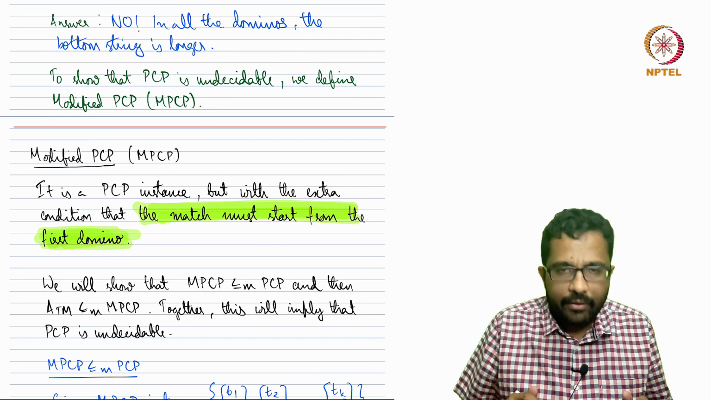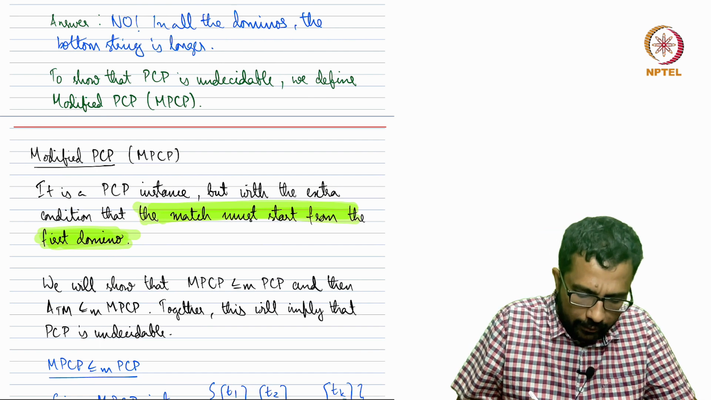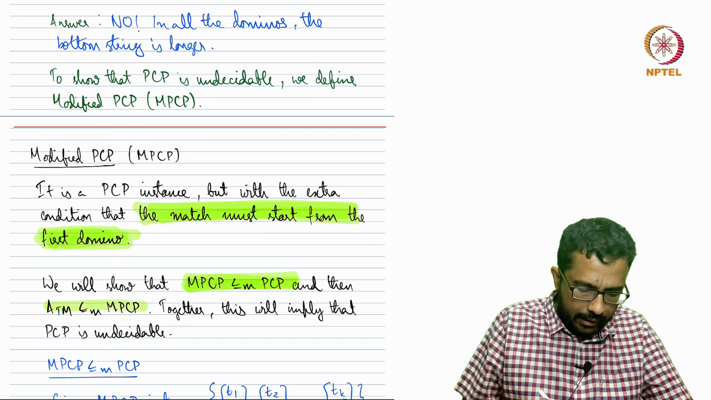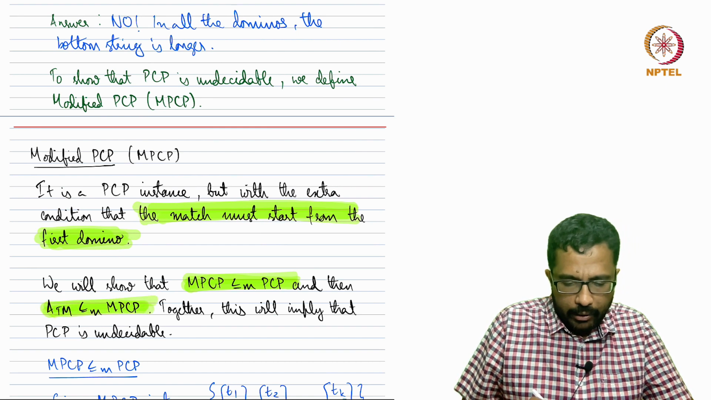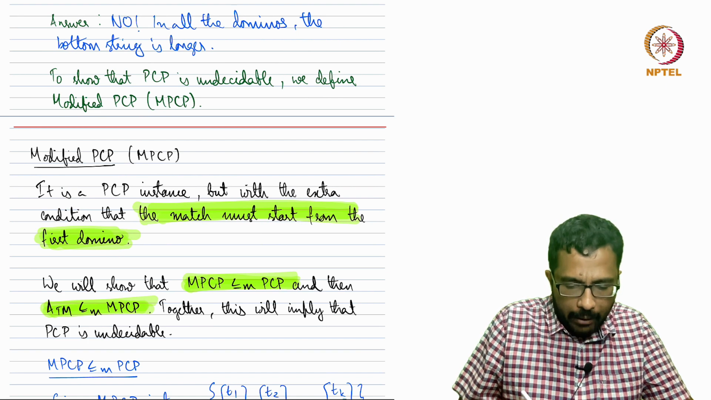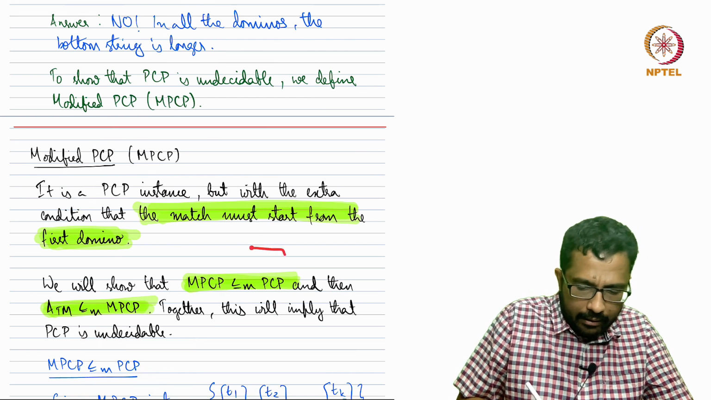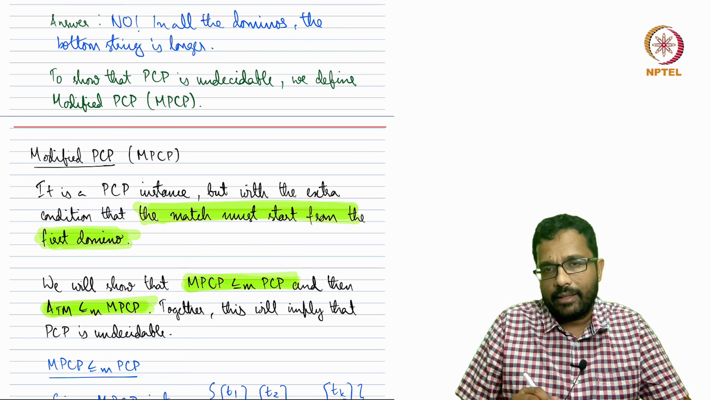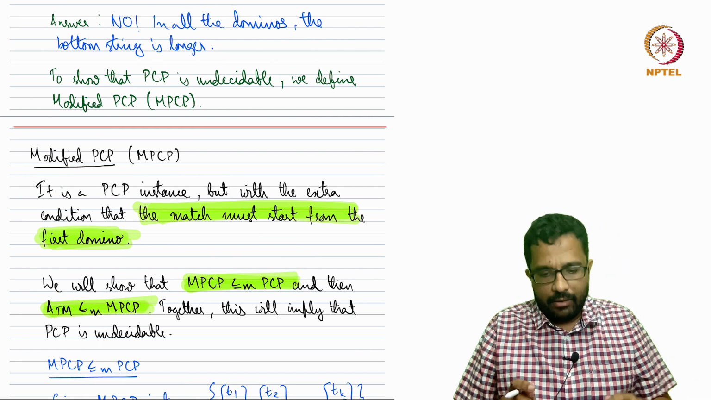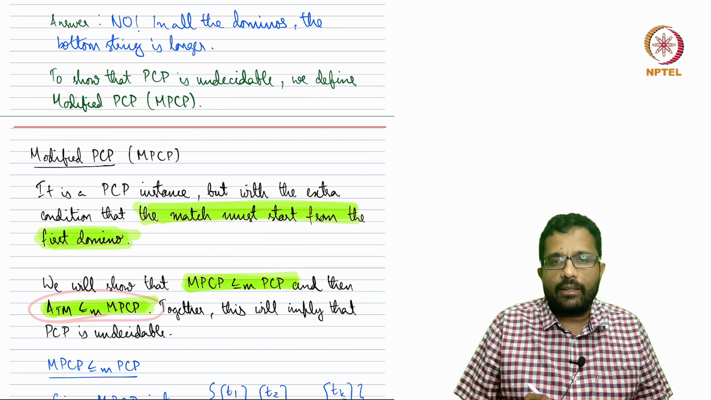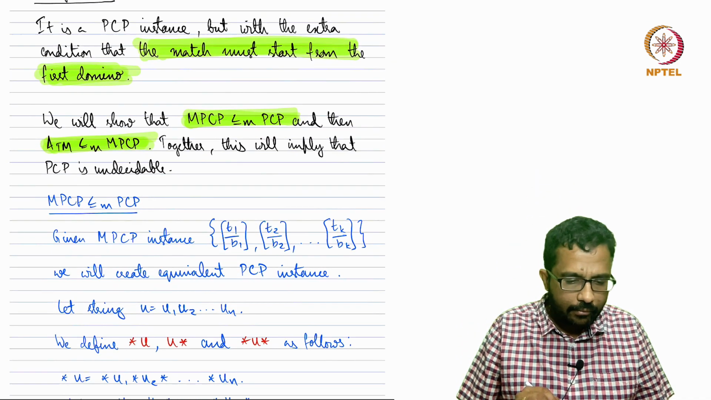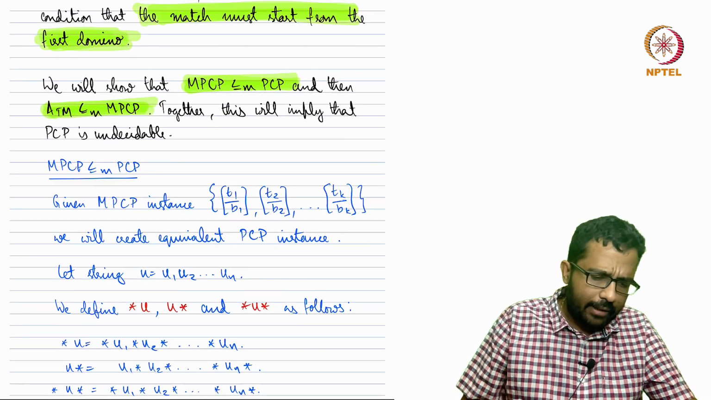Now the way we will show that PCP is undecidable is that we'll show two things. First, we'll show that ATM reduces to MPCP, and then that MPCP reduces to PCP. ATM reduces to MPCP implies that MPCP is undecidable. And since MPCP is undecidable, MPCP reduces to PCP implies that PCP is also undecidable. So together, these two imply that PCP is undecidable. So let's see the first part.